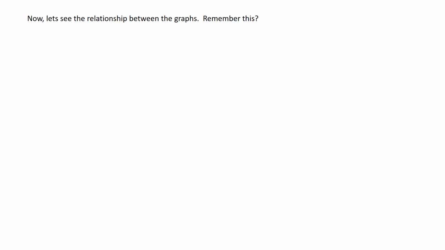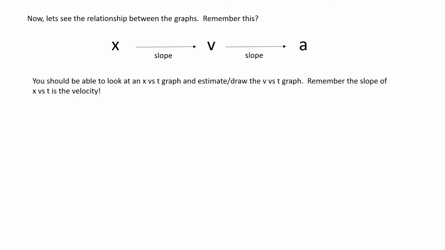So let's look at the relationships between the graphs. Remember this little thing I showed you before. If you have an x versus t graph, the slope gives you velocity. And then if you have a v versus t graph, the slope gives you acceleration. You should be able to look at an x versus t graph and either estimate or draw a v versus t graph.